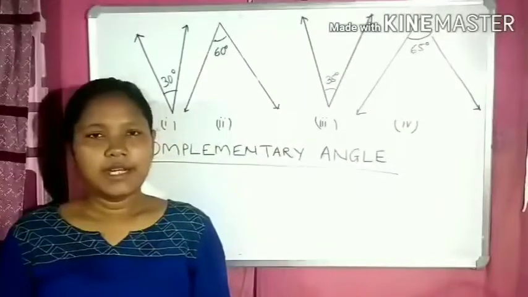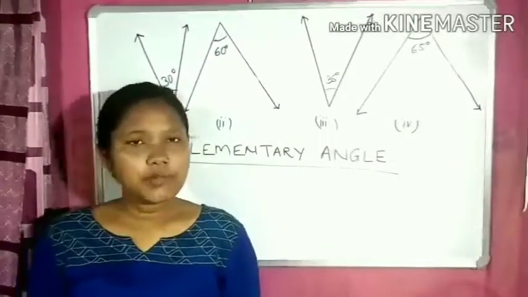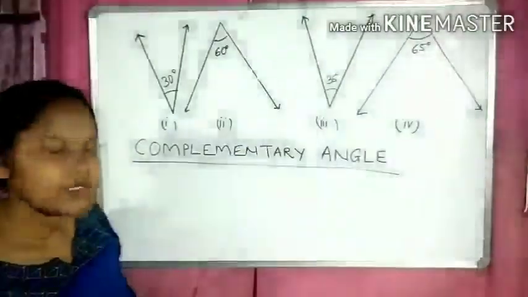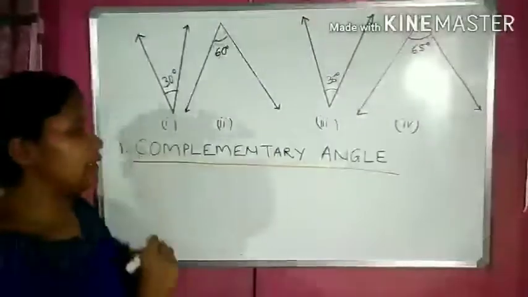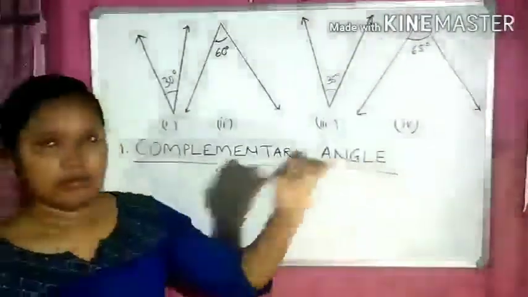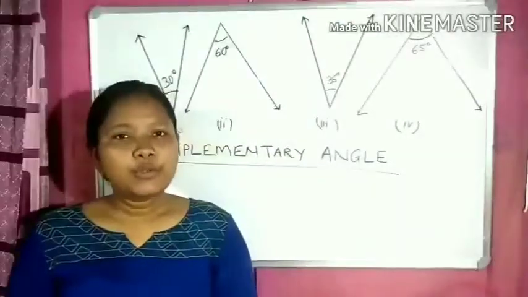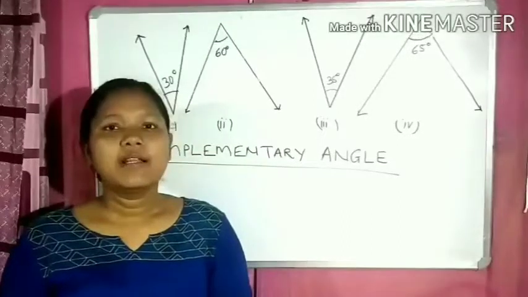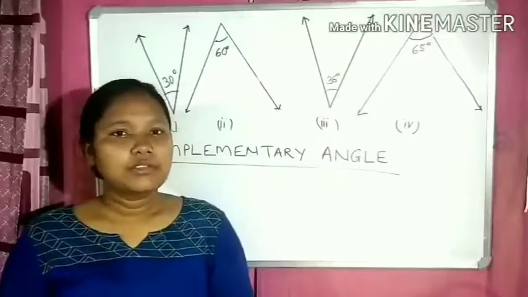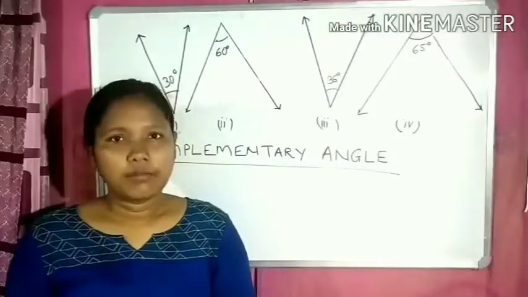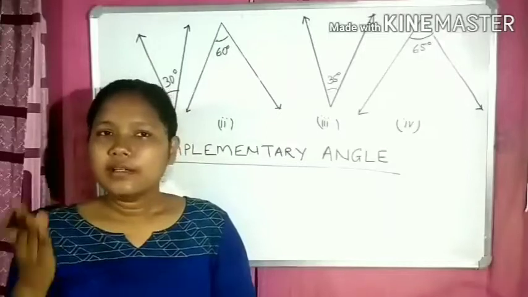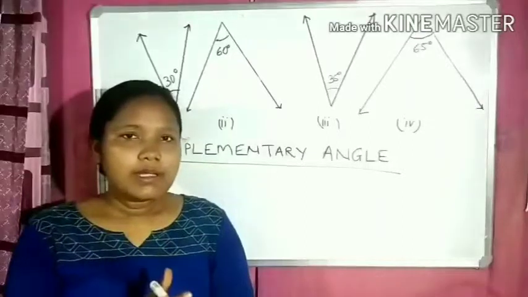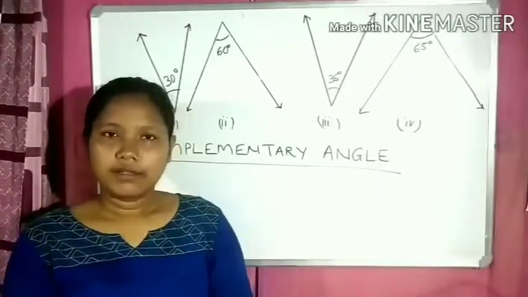Next we'll go to related angles. Here your new concept is starting, related angles. Related angle number 1 is what? Complementary angle. What is a complementary angle? When the sum of the measures of two angles is 90 degrees, then those two angles are known as complementary angles. If two angles are complementary, then each angle is the complement of the other angle.